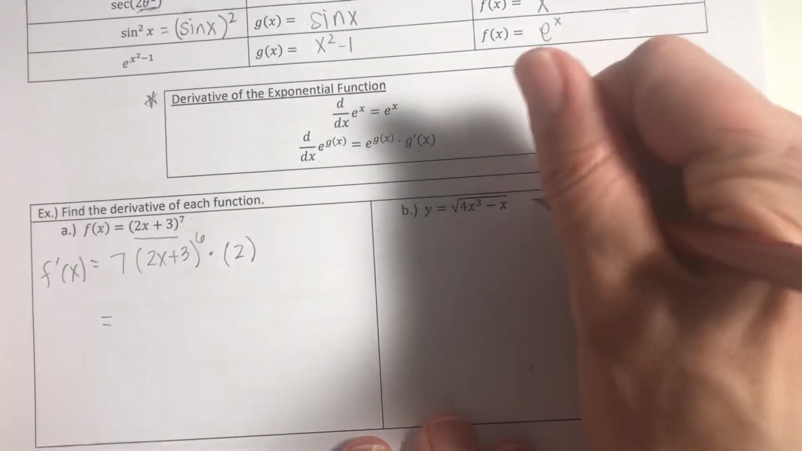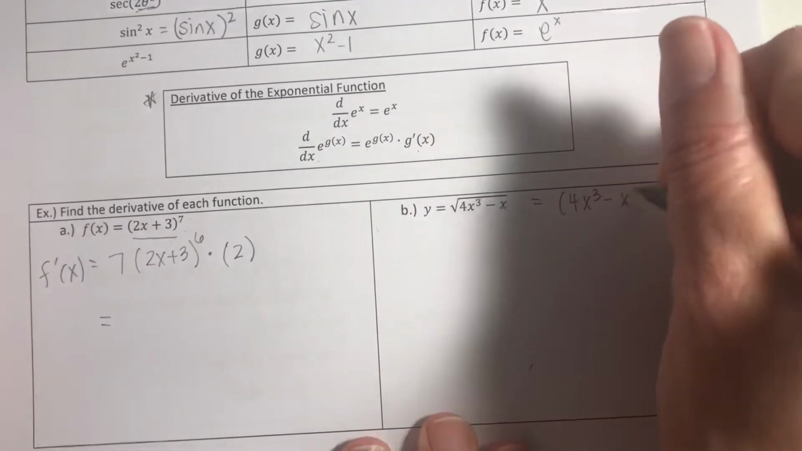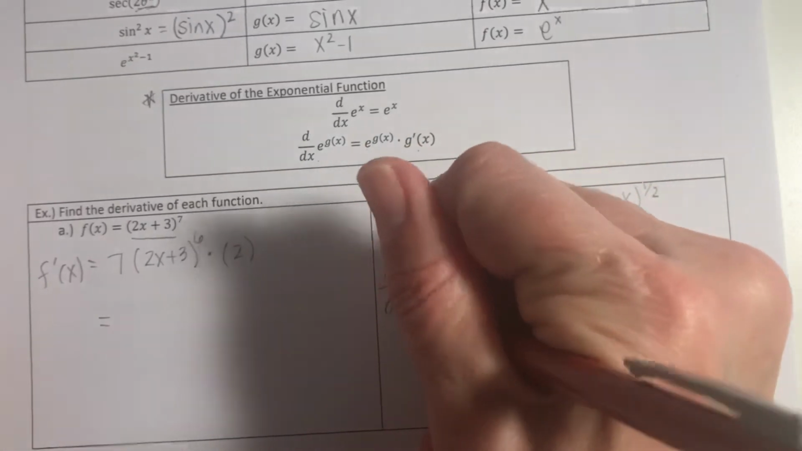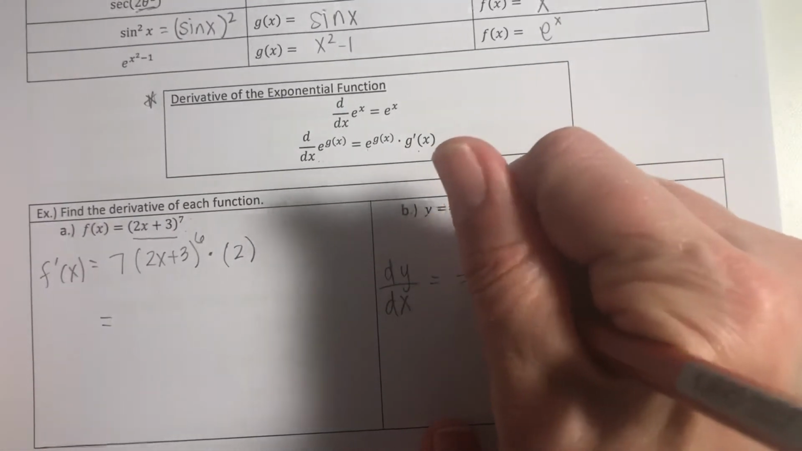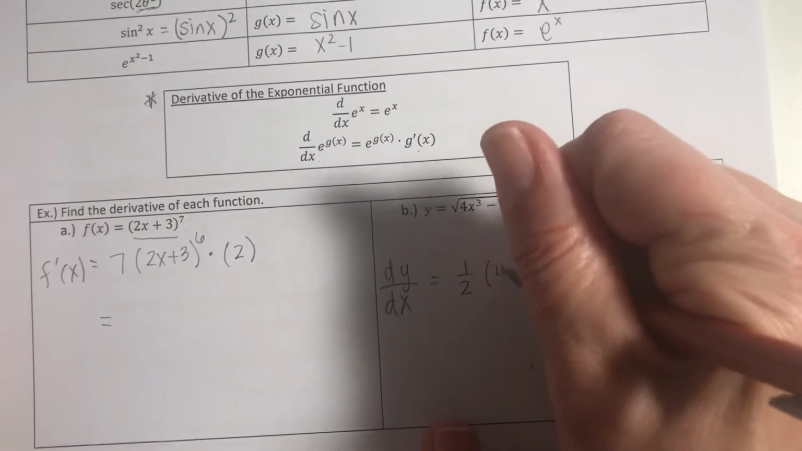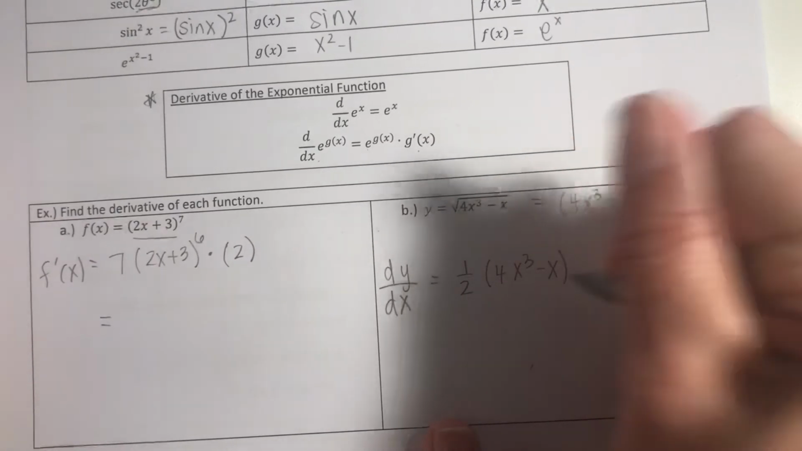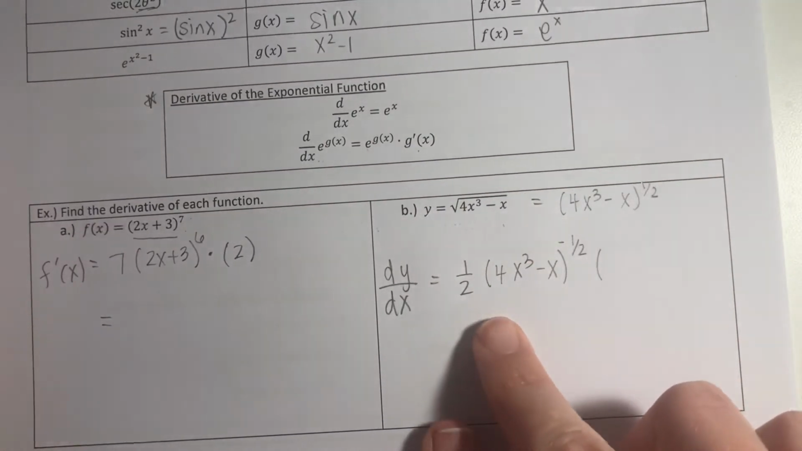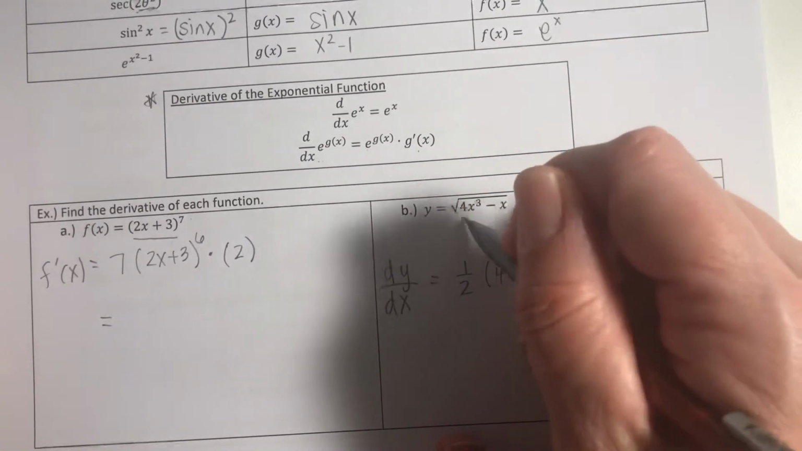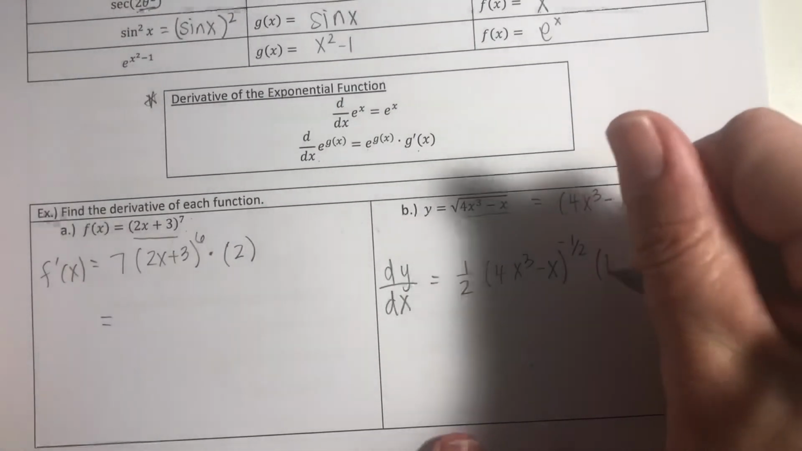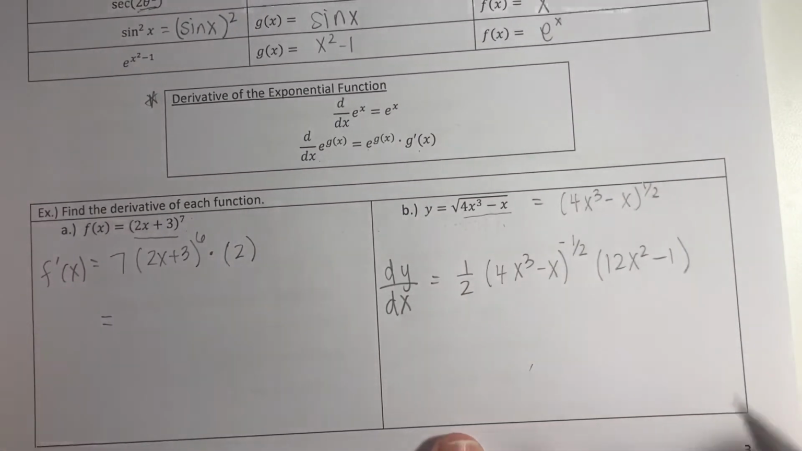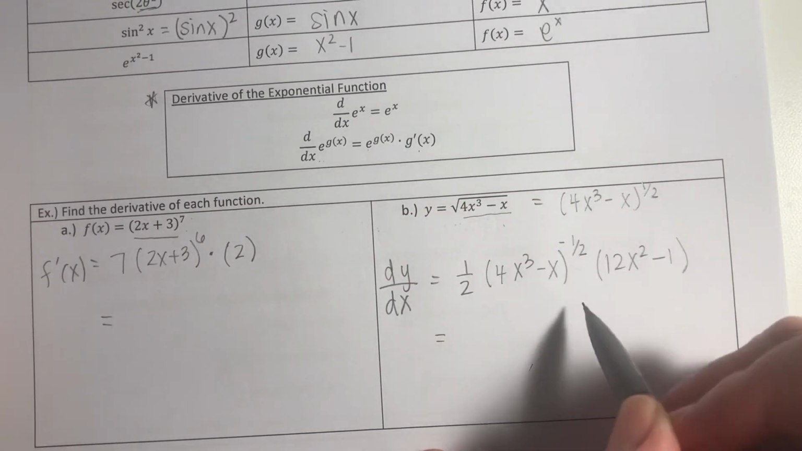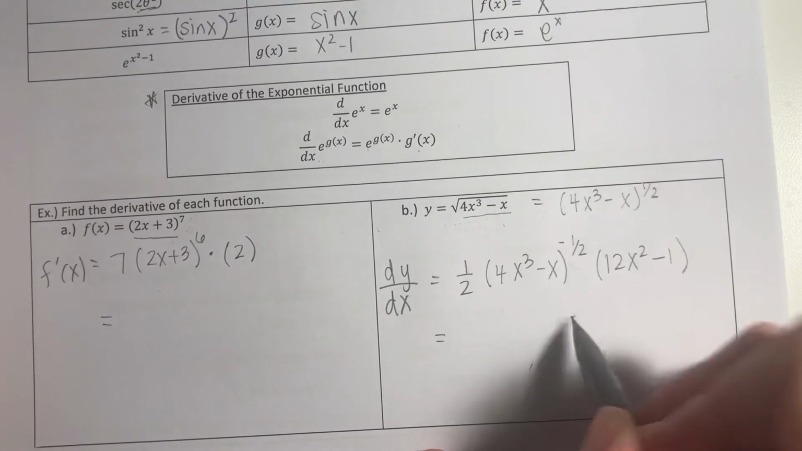The next one, again, you can rewrite this as 4x to the 3rd minus x raised to the 1/2 power. So y prime or dy/dx is equal to 1/2 times, leaving that inside function the same, subtracting 1 from the exponent with the power rule, so negative 1/2, times the derivative of the inside function, which is 4x cubed minus x, which we get 12x squared minus 1. So again, cleaning this up, we do not leave anything with rational or negative exponents, so this is a good one to check to make sure that you understand the rules of exponents.